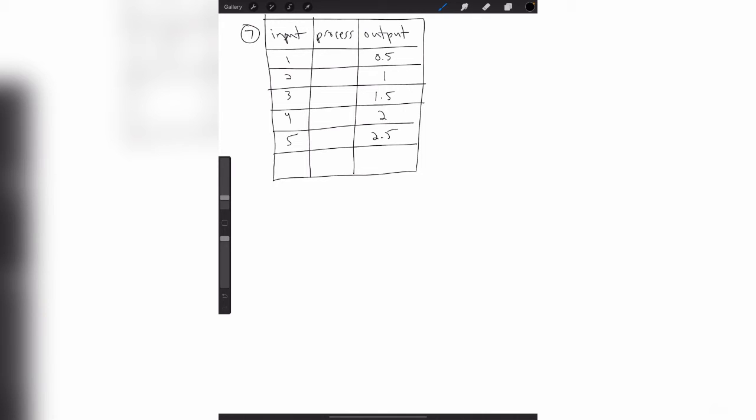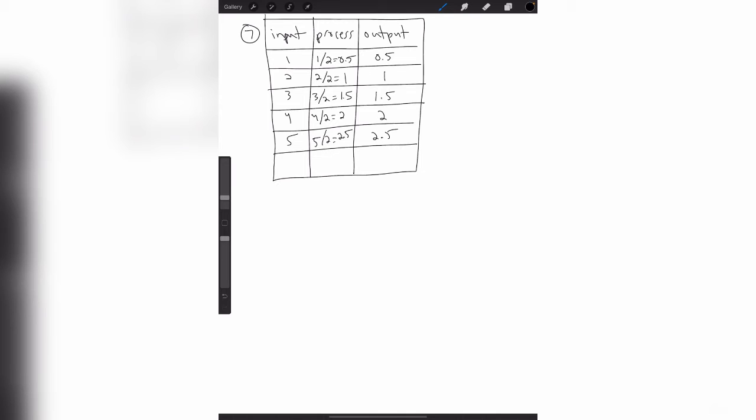So we have 1, the process of 1 divided by 2 is equal to 0.5, or 2 divided by 2, or 3 divided by 2, 4 divided by 2, 5 divided by 2. If I go through it, it equals 1, 1.5, 4 divided by 2 is 2, 5 divided by 2 is 2.5. And if you can't do that math in your head, you can always use a calculator and type in 5 divided by 2, 3 divided by 2, some of the more difficult ones.